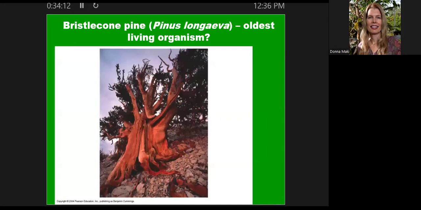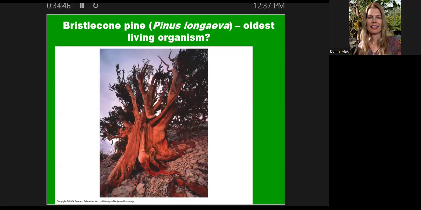And then bristlecone pine, which doesn't look like much of a tree, but in California, I think this is an actual picture of Methuselah, which is the name they've given the tree. And they claim that it's 4,723 years old. Over 4,700 years old. They have to take a sample. Yeah, I think they did a core sample.